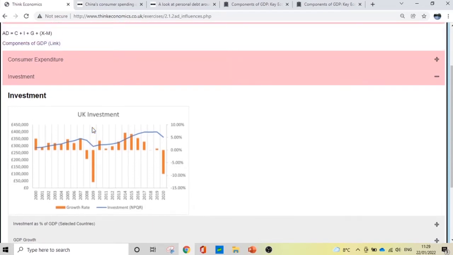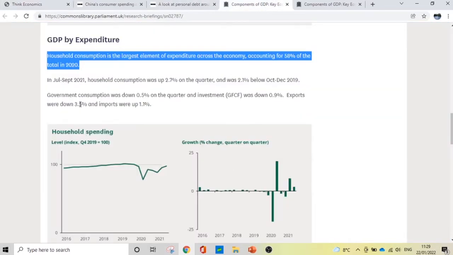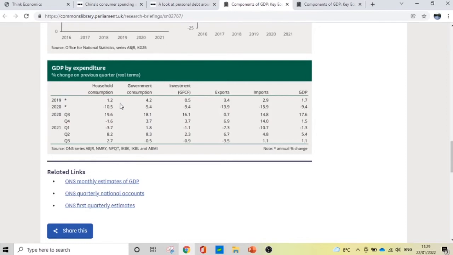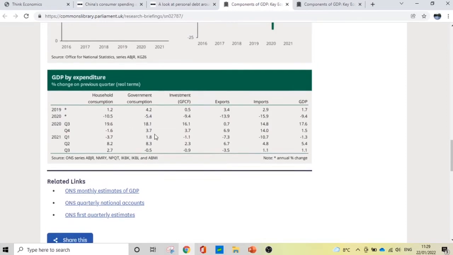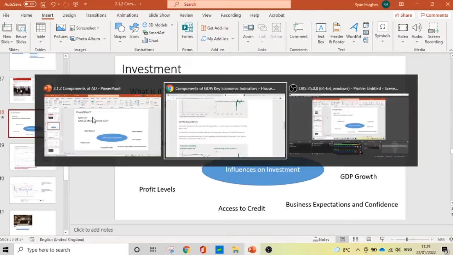And if we wanted to say, what's the percentage of investment? Let's see if that's there. Does it show? I'm not sure that it does. This shows the growth. It doesn't show us the actual quantities of investment, unfortunately.